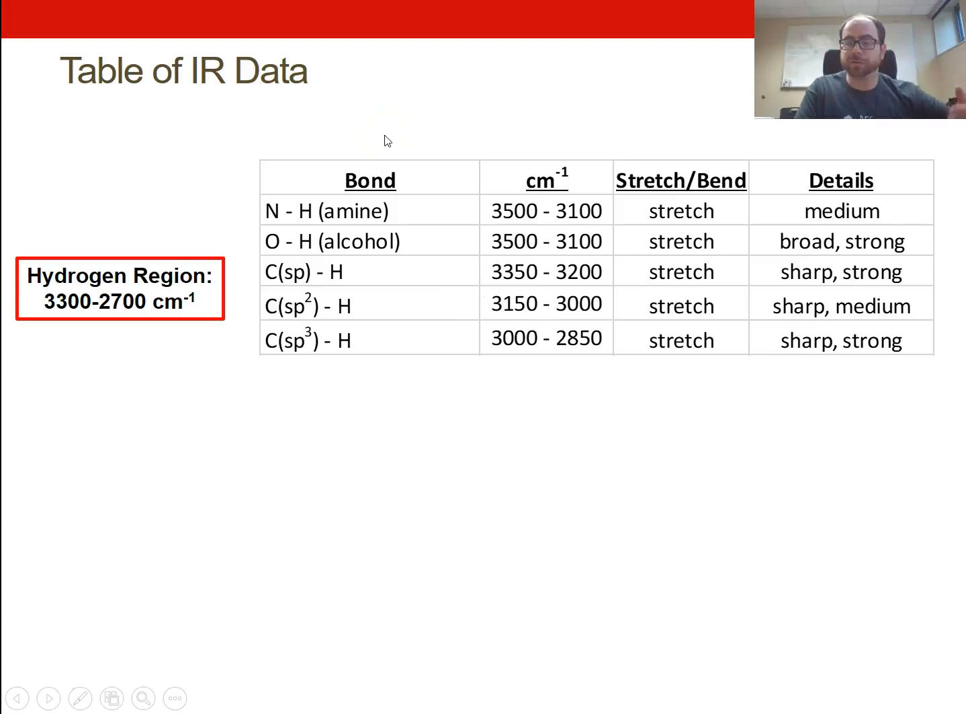So here is just to quickly review what we talked about in the video. Again, these are general regions for the IR spectrum. Sometimes there are exceptions to these, but again, typically these are where the peaks for the corresponding functional groups reside.